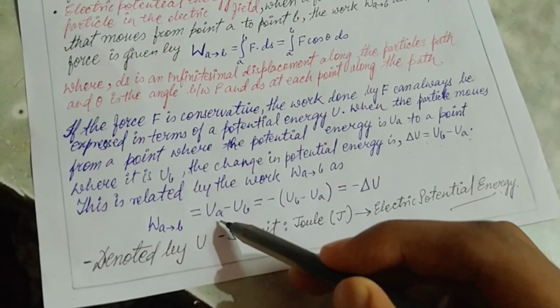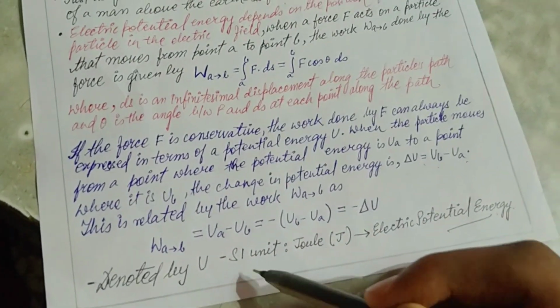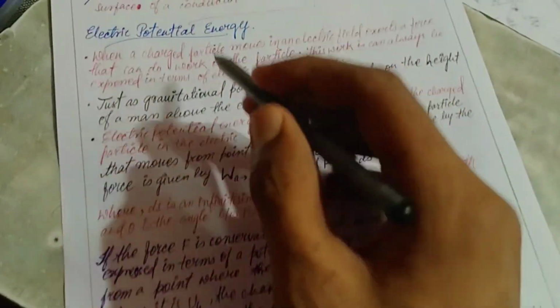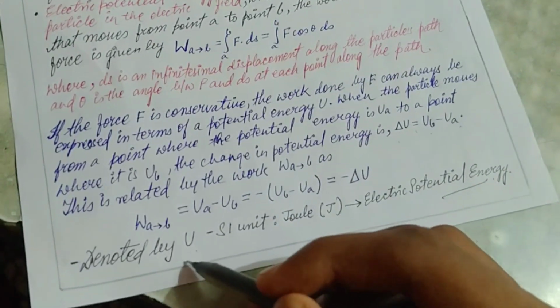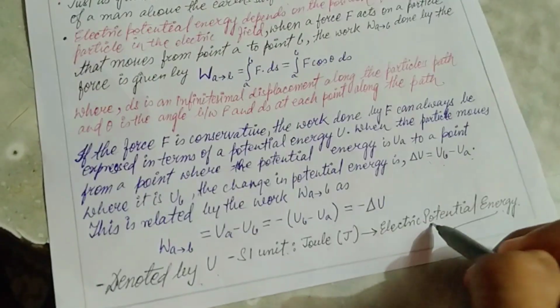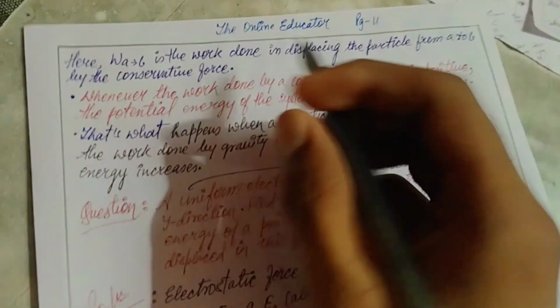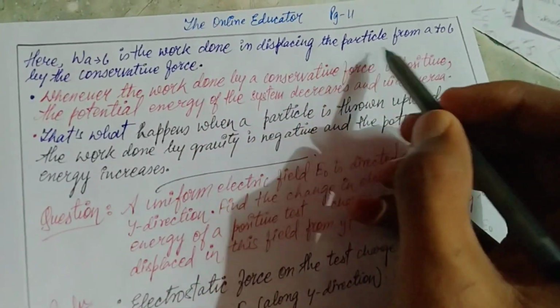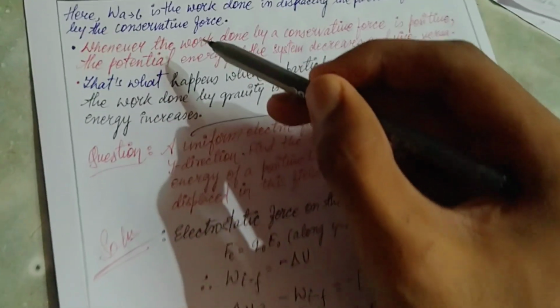The work done is equal to the change in potential energy. The electric potential energy is denoted by U, and the SI unit is joule. Okay, the electric potential energy. So here the work done is in displacing the particle from A to B by the conservative force.